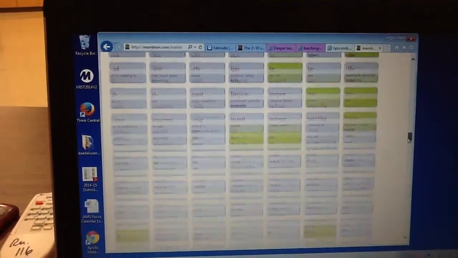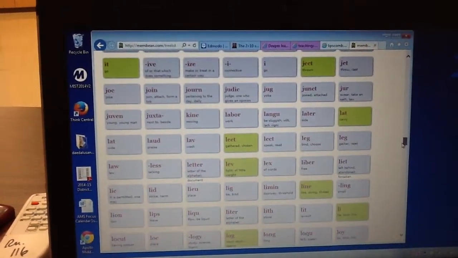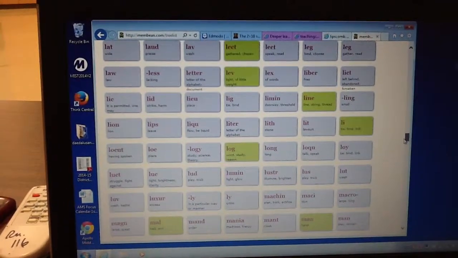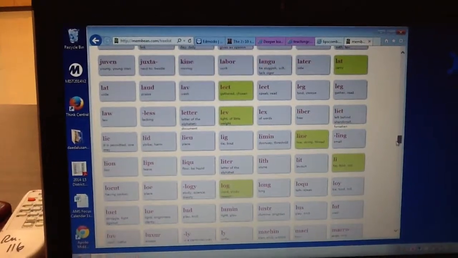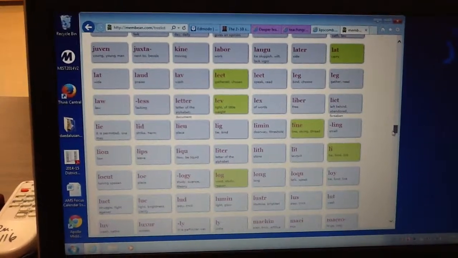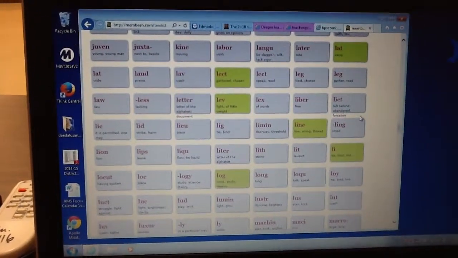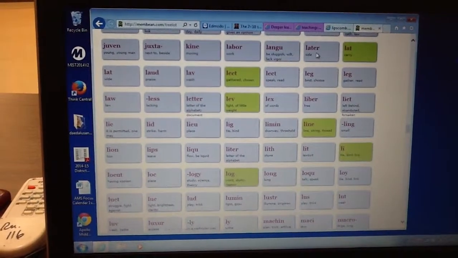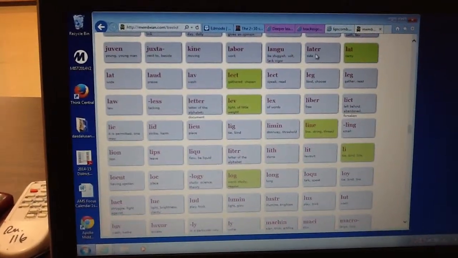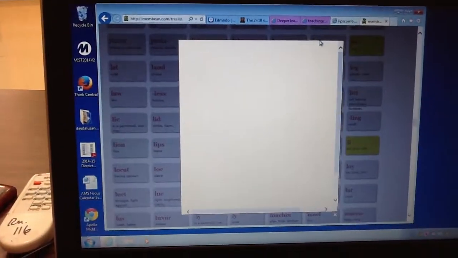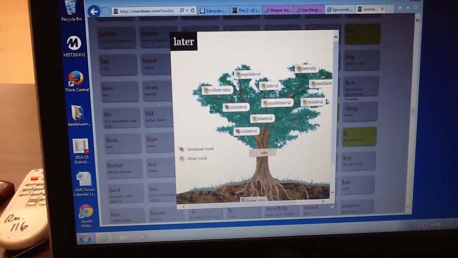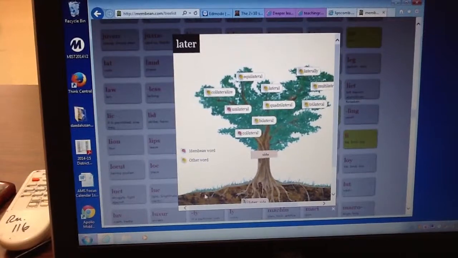So what is the point of this? Let me show you uniquely what this website does to support you and students in learning vocabulary. So our next week's morpheme of the week is going to be lateral. Lateral means side. And so what Membean does, it's really cool, is you click on lateral and it gives you a tree. So this is the morpheme tree for lateral.